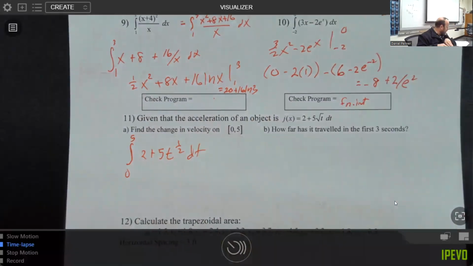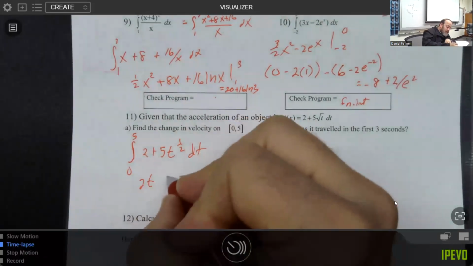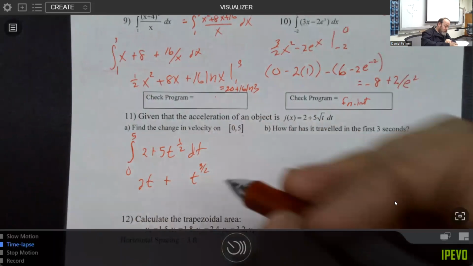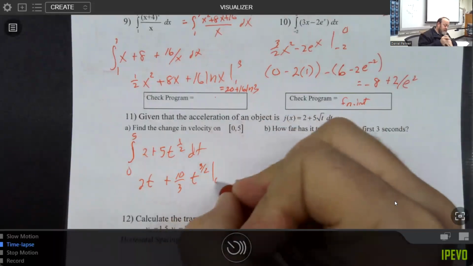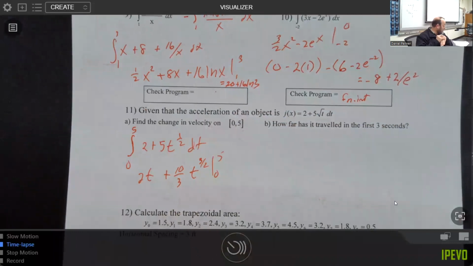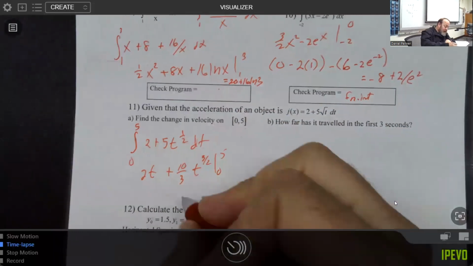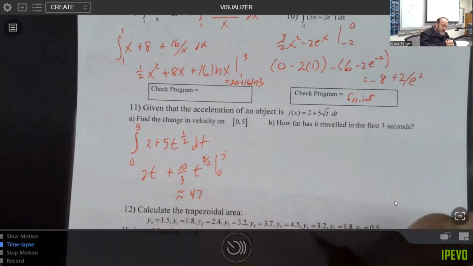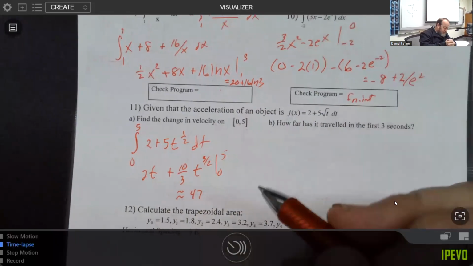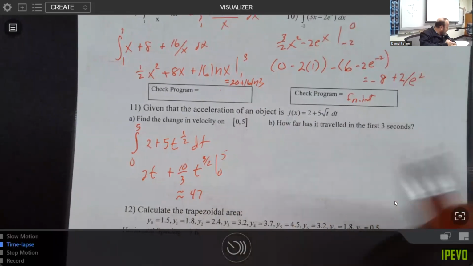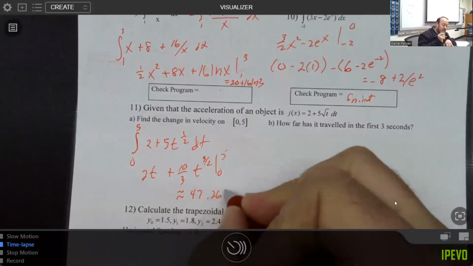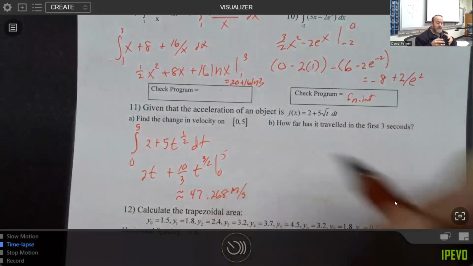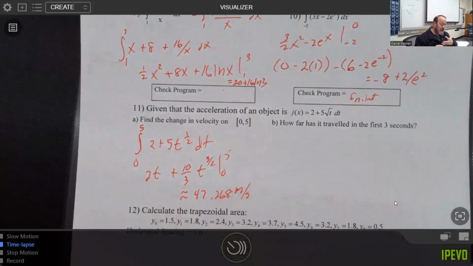Again, embracing power rule is always a smart thing to do. So I'm going to have t to the 3/2. Now, when I divide by 3/2, that's multiplying by 2/3, evaluated from 0 to 5. Of course, evaluating that at 0 is a trivial answer. So I'm just going to go ahead and write it this way. I could say 10 plus 10/3 square root of 125, but 0.268 would be fine, and it might be something like, say, meters per second, and that's what is changed in the velocity as it accelerates.